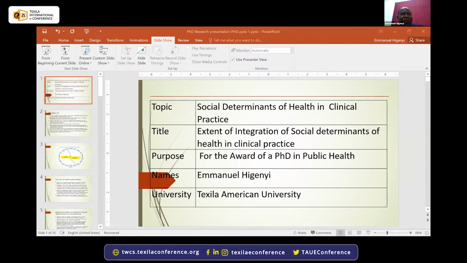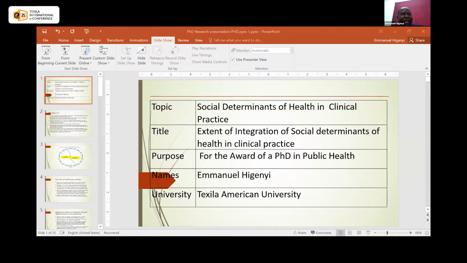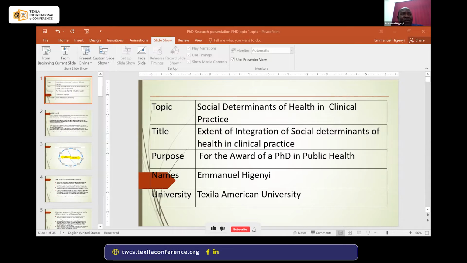Therefore, health workers need to pay attention to these social factors and provide care and treatment that is complete, holistic, sensitive to culture, context, and patient preferences, which means it will be valuable to patients and society. As we know, integrating social determinants of health into clinical practice is an emerging area.